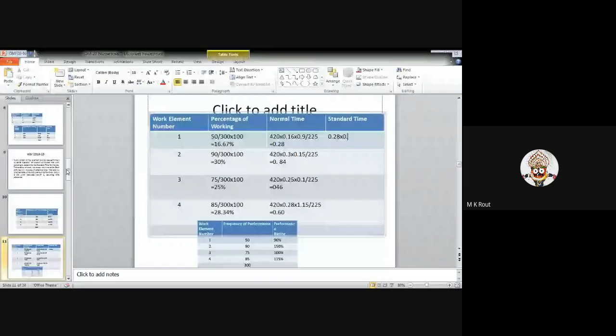In case of your allowance factor, that is normal time divided by 1 minus the allowances. In the previous problem, we solved for 10% allowances. Here, 12% allowances. Is it clear? So it equals how much? 0.28 divided by 0.88. That is 0.32.